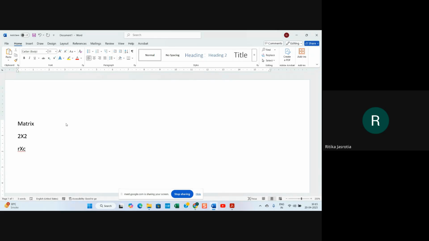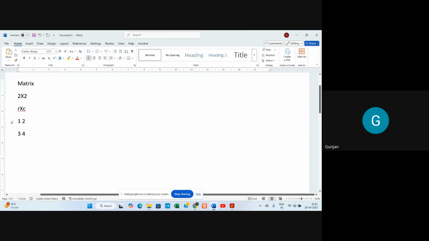That means if this is a 2 by 2 matrix, suppose the matrix values I am giving are 1, 2, 3, 4. How many rows are there, how many columns are there? Ma'am, 2 and 2. 2 rows and 2 columns, right? So this is how we define a matrix, where a matrix is a collection of rows and columns.